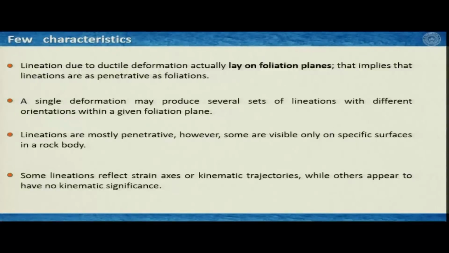So it also implies the fact that the lineations are therefore as penetrative as foliations. Now a single deformation in case of foliation produces mostly a single set of foliations, but in case of lineations, a single deformation may produce a number or a series of sets of lineations with different orientations in a single foliation plane. So this is very interesting, we will learn about it soon. Then lineations, as I talked about, are mostly penetrative if they are forming in a ductile manner. However, there are some special types of lineations, visible only on specific surfaces in a rock body.